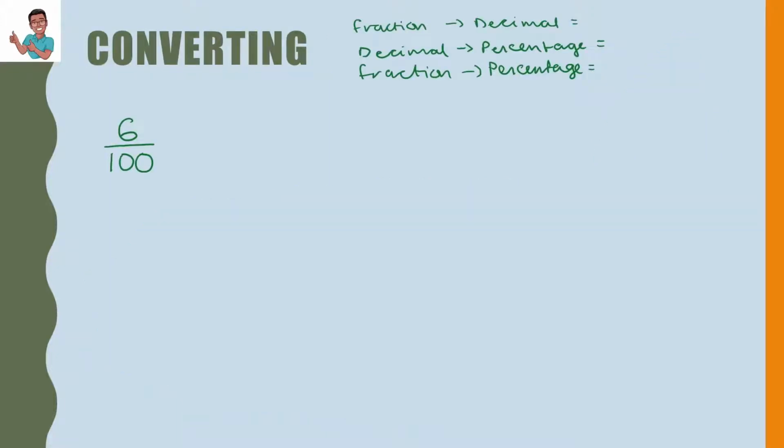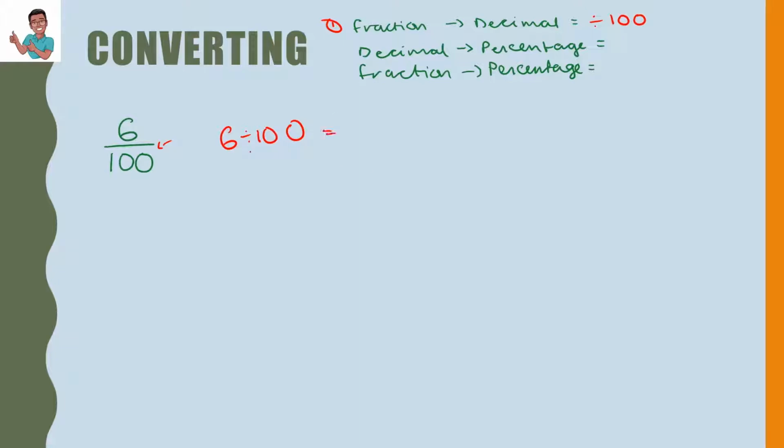Let's have a look how we convert. Here we have an example, 6 over 100. Let's see how we can convert this to decimal. In the previous slide, we had said that when we have a divide, it would be like this. So basically, when we're converting from fraction to decimal, we do 6 divided by 100. The general rule is we divide by 100.